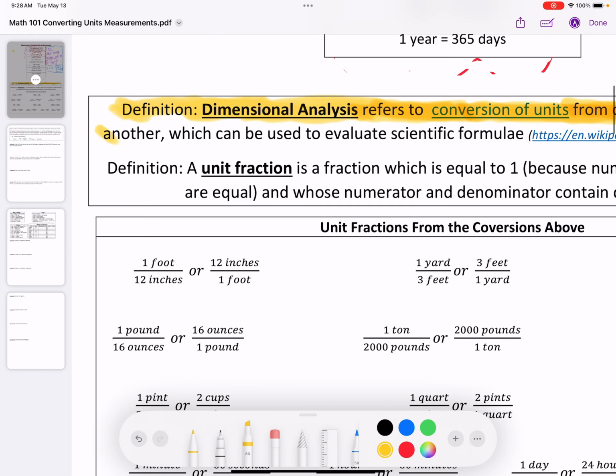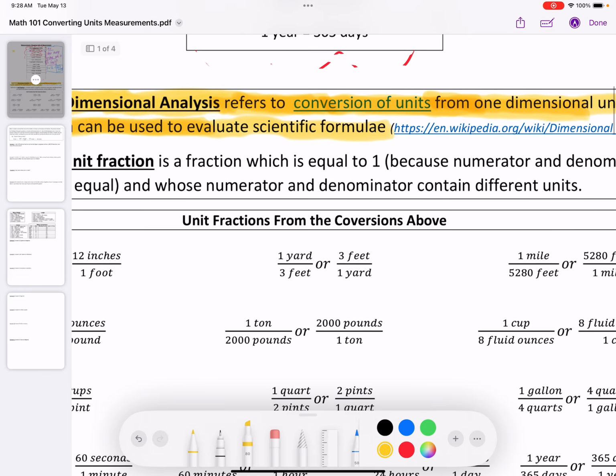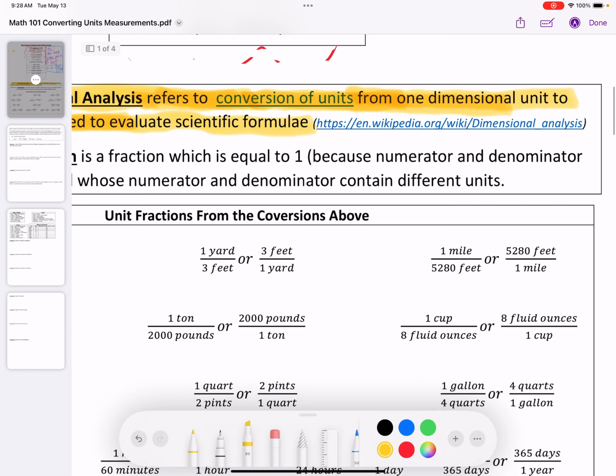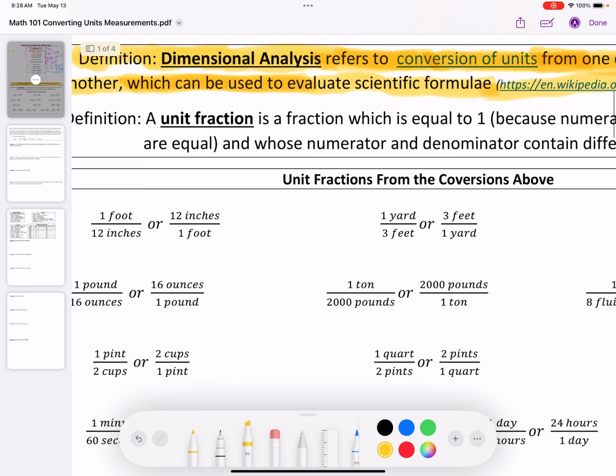It's just conversion of units from one dimensional unit to another. Kind of like we did above with a simple one with inches and feet, which can be used to evaluate scientific formulae, I guess, where that's the plural of formula. So that's the definition I found on Wikipedia. And Wikipedia doesn't lie, right? It's always true, even though anyone can edit it. Don't worry about that.